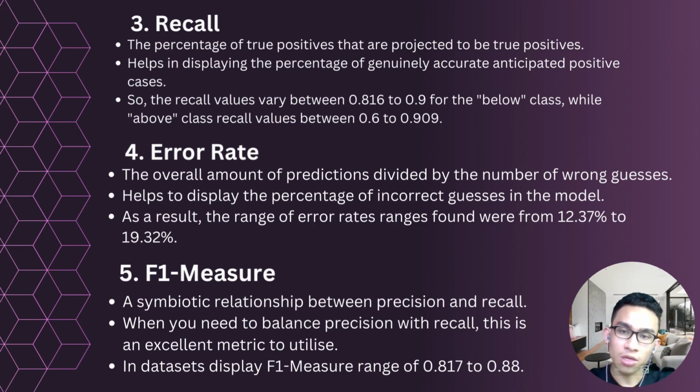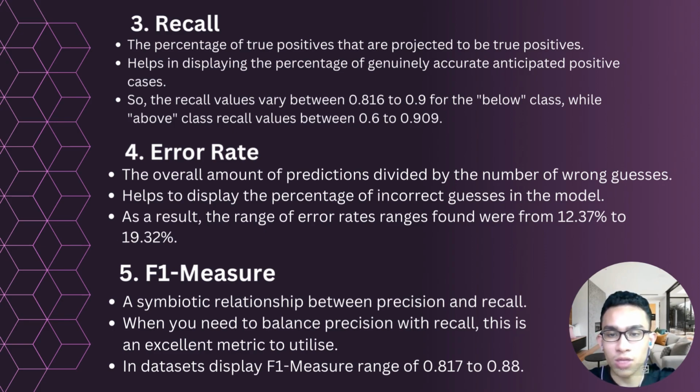Next is the error rate. Error rate means the number of wrong guesses divided by the overall amount of predictions. Error rate displays the percentage of incorrect guesses in the model. As a result, the error rates found ranged from 12.37% to 19.32%. The last one is the F1 measure.